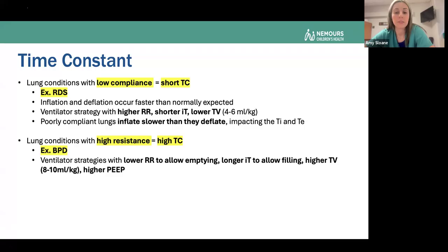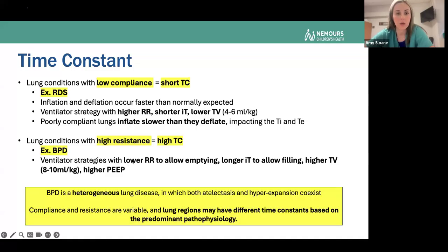Different lung regions themselves may behave very differently within the same patient with different time constants for each area of the lung. So at the bedside, knowing the time constant can help us match the ventilator to the lung. So fast and gentle strategy for your stiff lungs, and then slower with more time for those obstructed lungs.